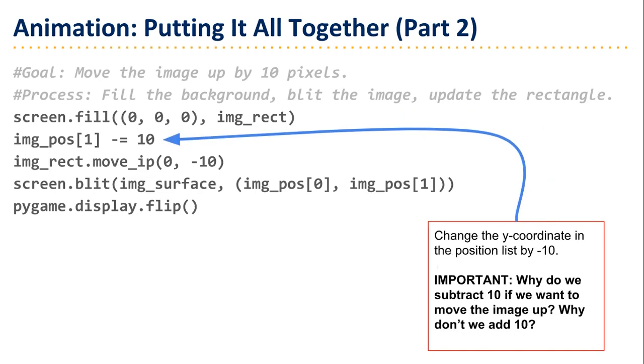Then what I want to do, after the image is hidden from the user, is change the position of the y-coordinate by 10. I want to move it up 10. And here's where I think you'll start to understand why I stored the positions in a list.